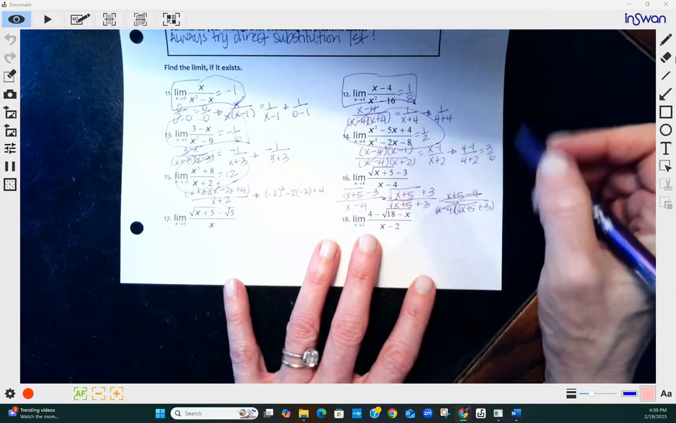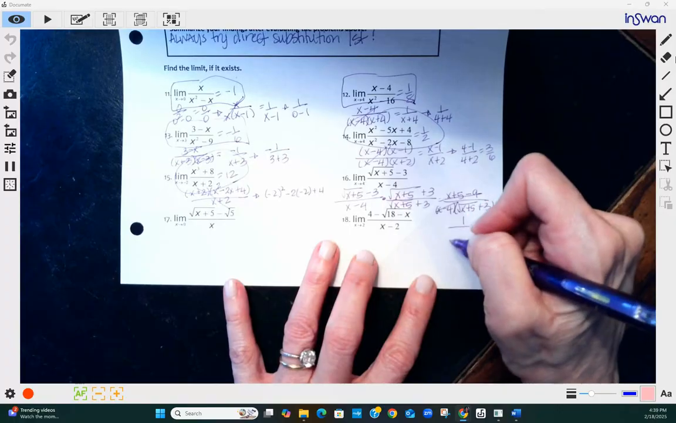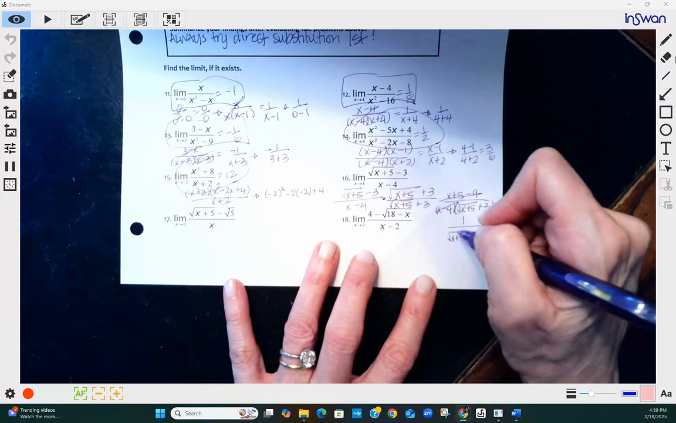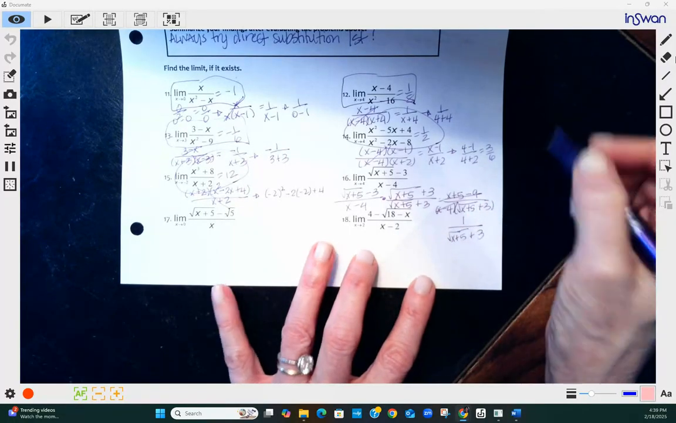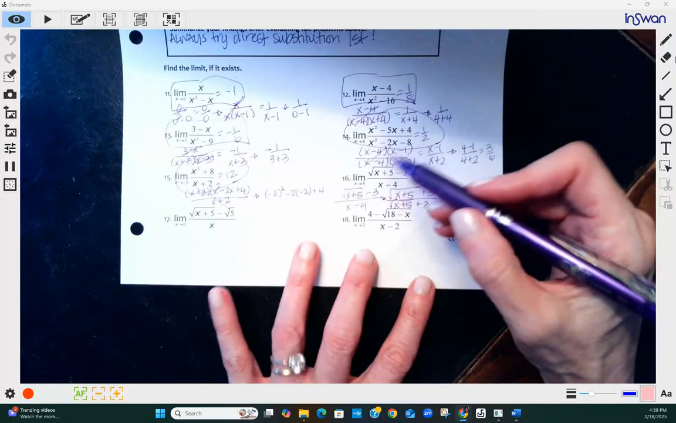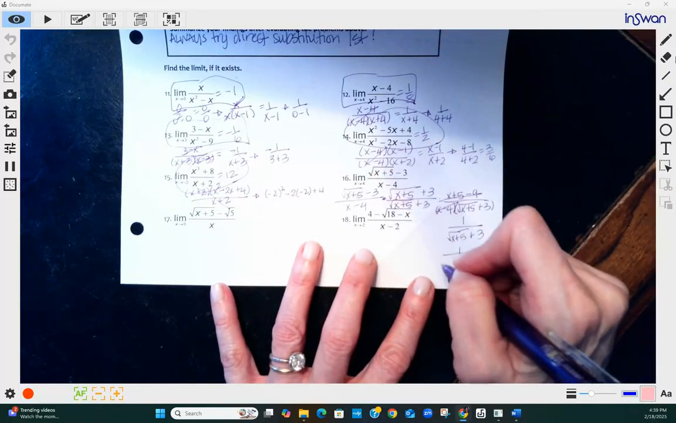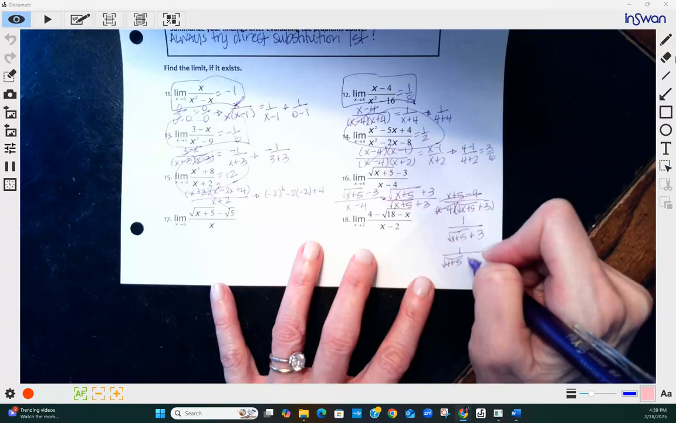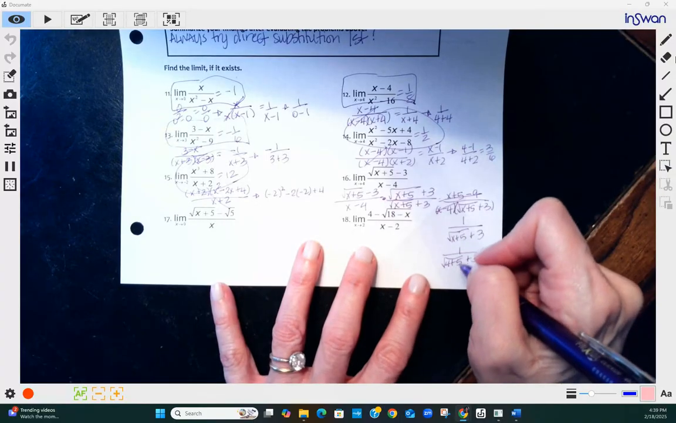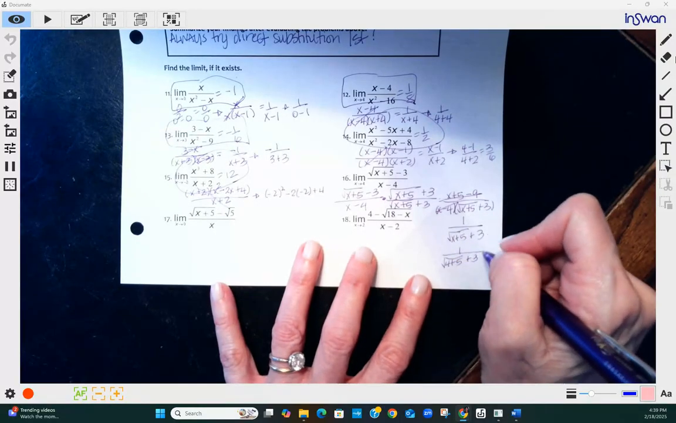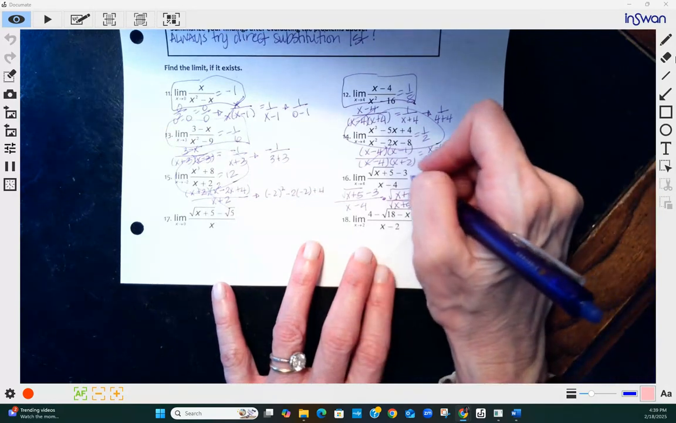So this is going to cancel to this. I have 1 over the conjugate. I told you that would happen a lot, but you can't guarantee it's always exactly that. Then I can put in the 4 for x, and I get 1 over the square root of 9, which is 3, plus 3, 1/6.